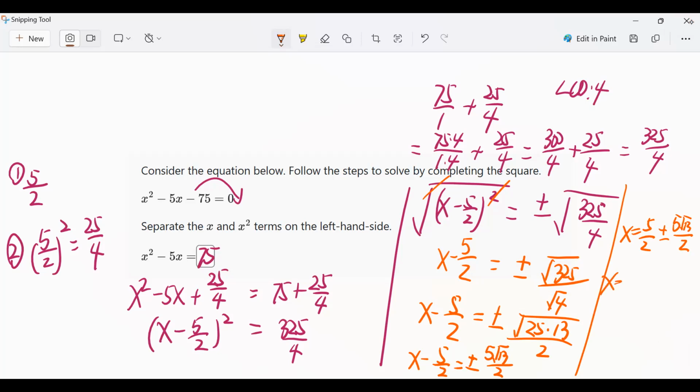So x equal to 5/2 adding 5 radical 13 over 2. The second one will be 5/2 minus 5 radical 13 over 2.